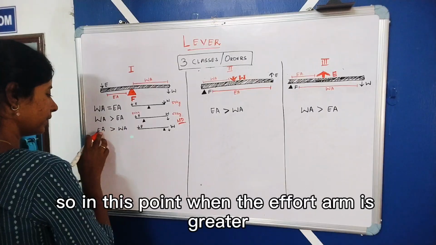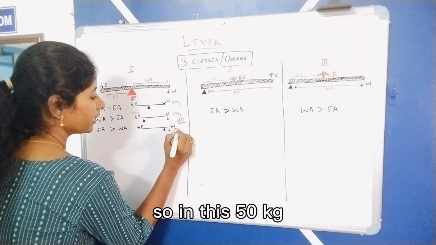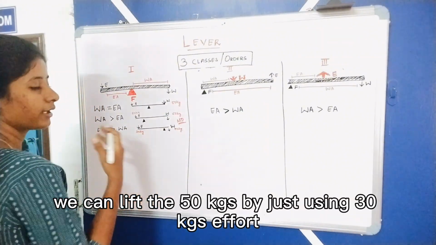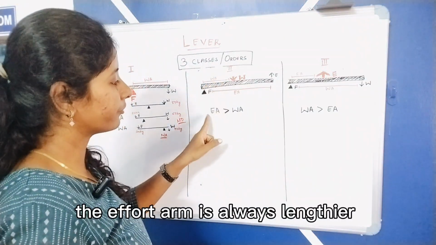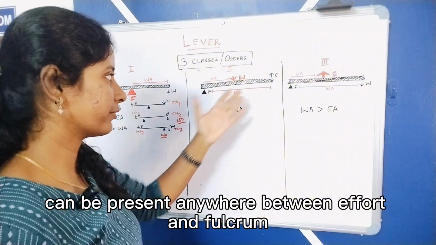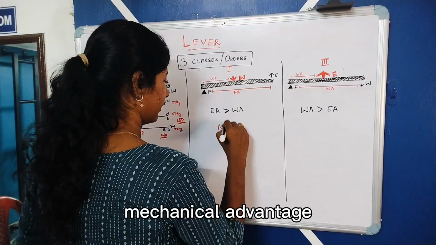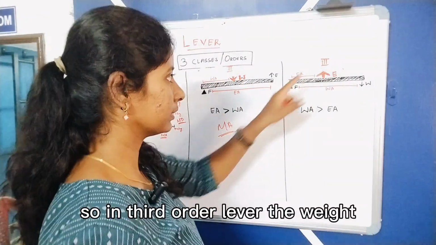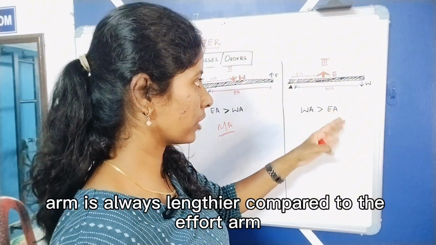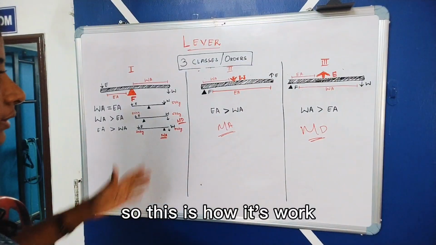When the effort arm is greater compared to the weight arm, we can lift the 50 kg by using just 30 kg effort. In a second order lever, the effort arm is always lengthier. It doesn't matter where the weight is between effort and fulcrum, so it is a mechanical advantage. In a third order lever, the weight arm is always lengthier compared to the effort arm, so it is a mechanical disadvantage. So this is how it works.